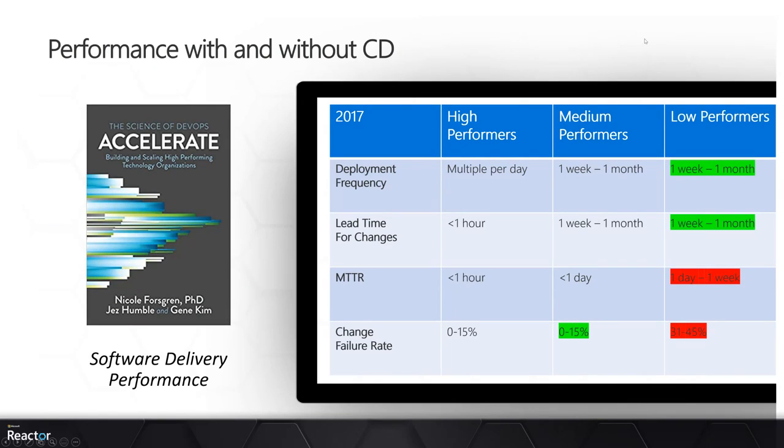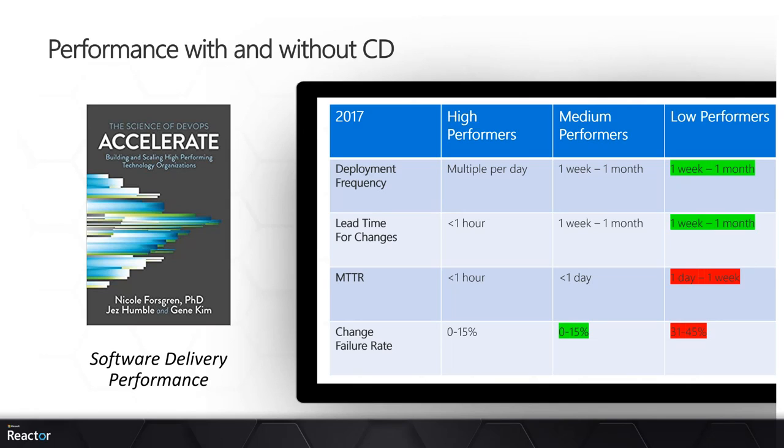Again, why do we care about this? There are actually people that spend a lot of time studying these things. And there's a book out there called The Science of DevOps: Accelerate. Within this book, they define basically 3 tiers of organizations: high performers, medium performers, and low performers. High performers have fully integrated a CI/CD and DevOps environment. Low performers are still working with the old way of doing things.